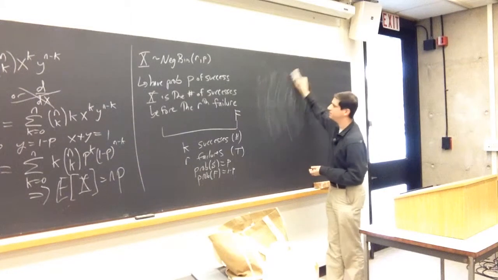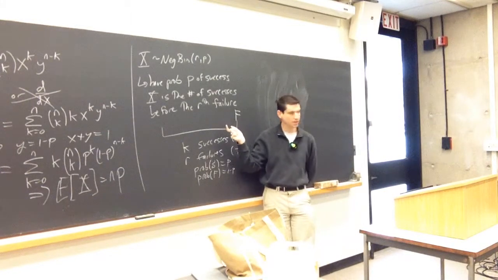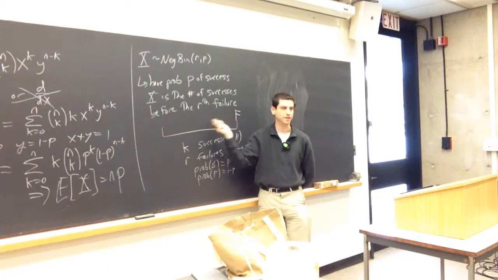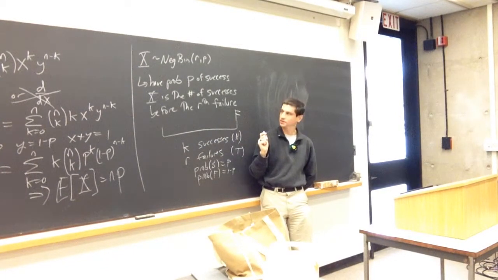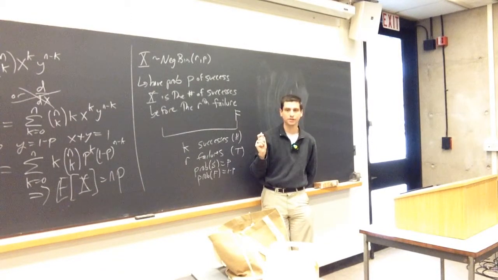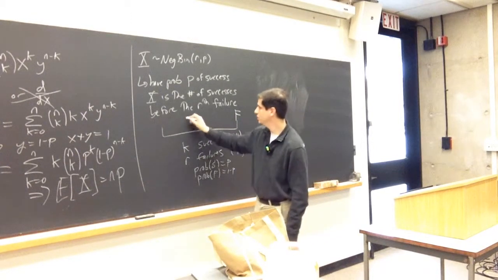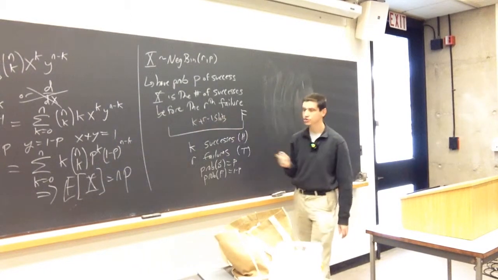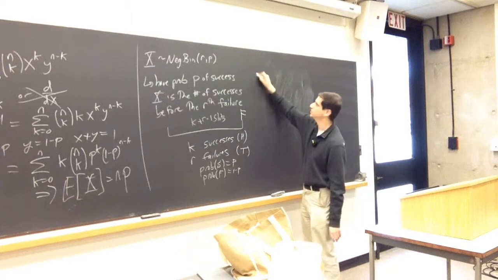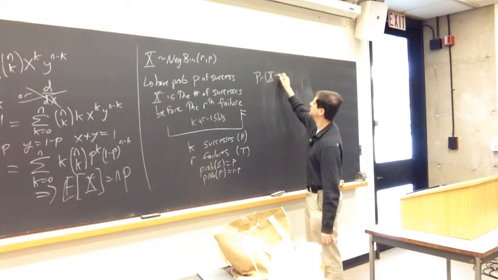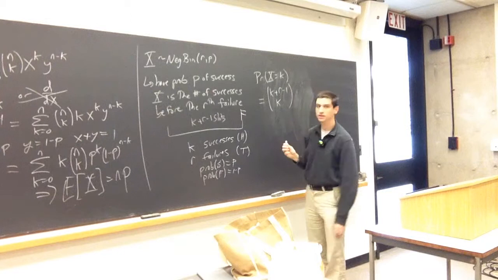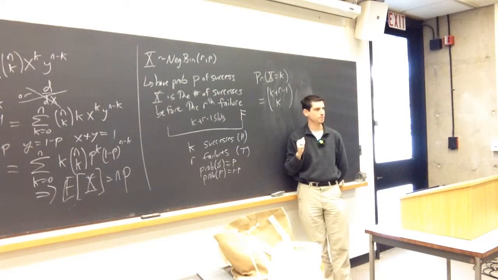We know that we have to end with a failure. But inside here, we have K successes and R failures. How many slots do we have in here? I'm sorry? How many slots? So we have K plus R minus 1 slots. And so what we have to do is we have to choose exactly K of them to be successes. So the probability that X equals K is just going to be K plus R minus 1 choose K. We choose K of the K plus R minus 1 slots to be a success.